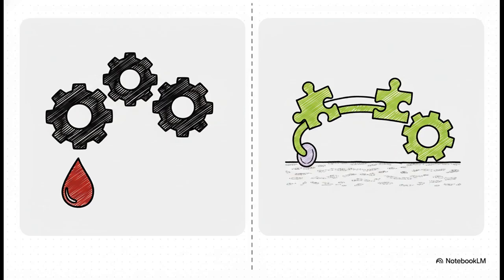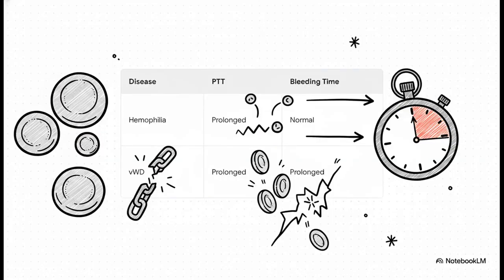Von Willebrand factor actually has a dual role. It's required to bring platelets to the exposed subendothelium for primary hemostasis, but it also binds and stabilizes factor VIII in the blood for secondary hemostasis. Now, both hemophilia and von Willebrand disease can actually show a prolonged PTT because, as we saw, they both involve an issue with factor VIII.